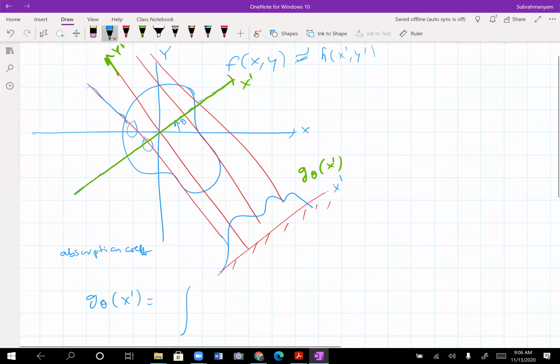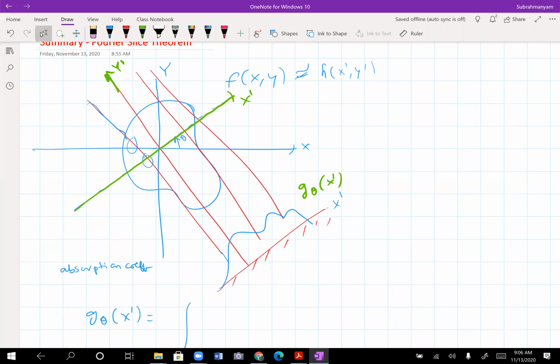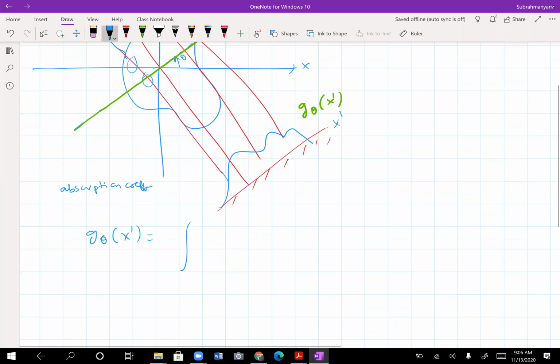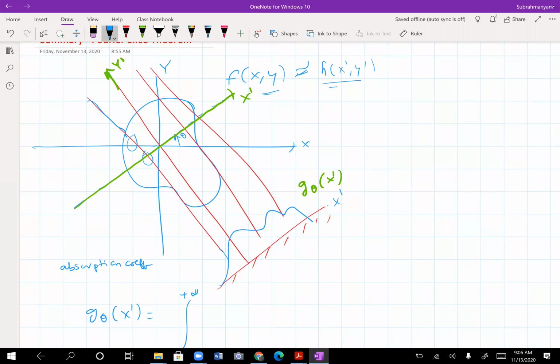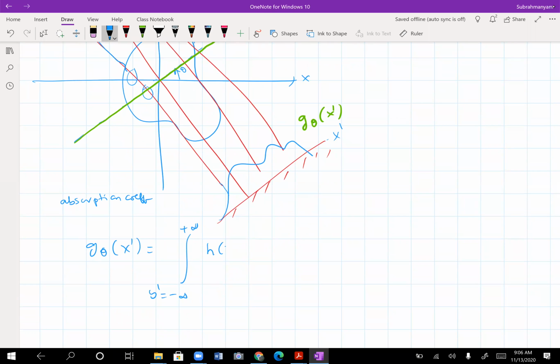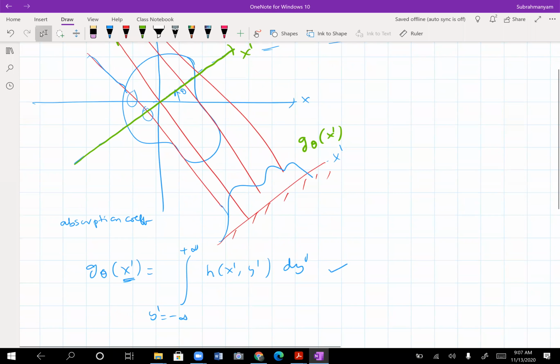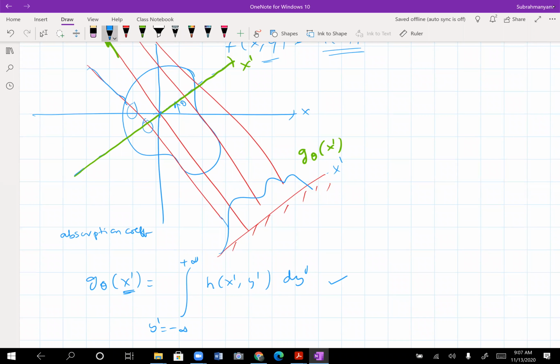Then how could you get g theta of x dash? To get this, along the y dash axis, you will integrate all absorption coefficients there, so y dash from minus infinity to plus infinity. This f of x,y, you are going to write as the equivalent function, let's call it h of x dash comma y dash, d y dash. So that's how for a given x dash, you will be getting this value, right? By the way, this 0 here is also the same as the 0 here, right? For this x dash, that's how you would take it here.